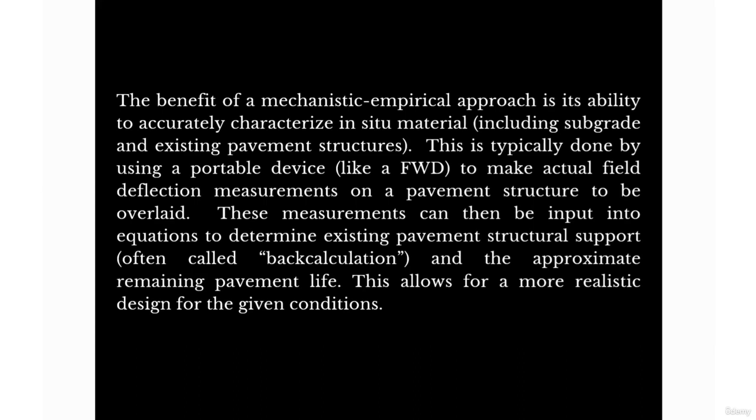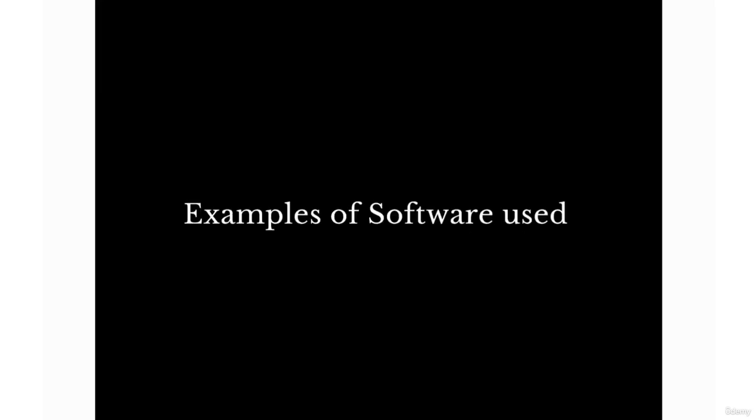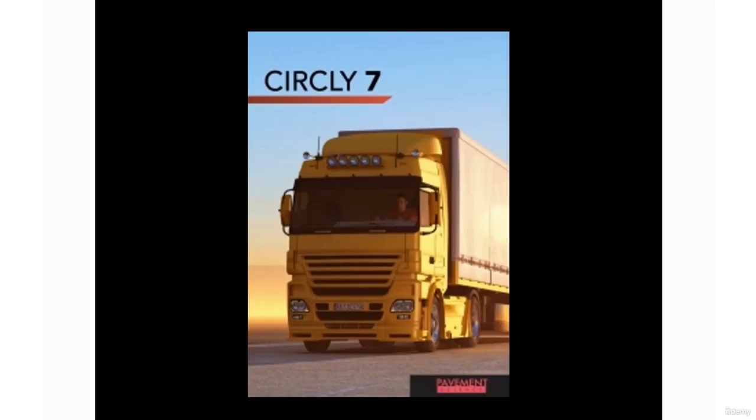So now let me just take you guys through some of the example software you can use for carrying out these designs. Okay, so our first software is Circly. Circly 7 is provided by an Australian company, but it's also used in New Zealand. You can use it for rural or urban design.